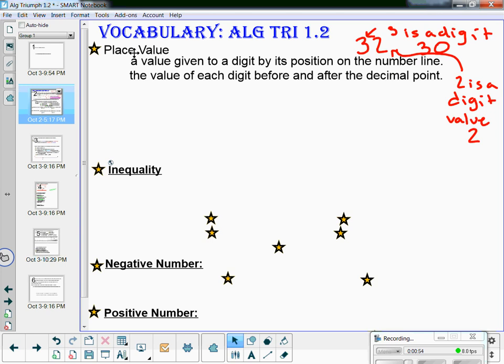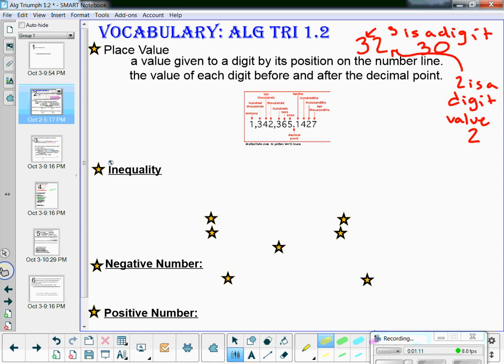The value of each digit before and after the decimal point matters. A 2 before the decimal point is going to be bigger than a 2 after the decimal point. You may have seen a number chart before. This tells you your place values. We can quickly go over some.